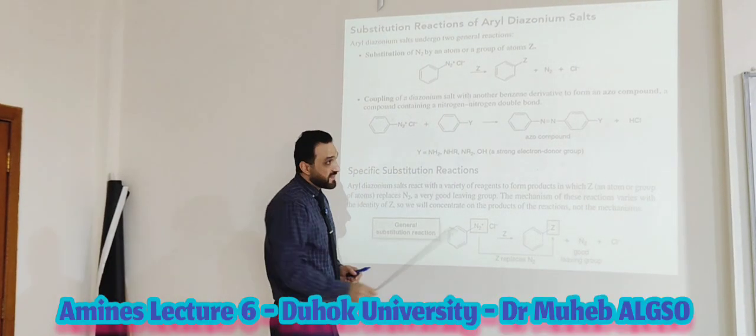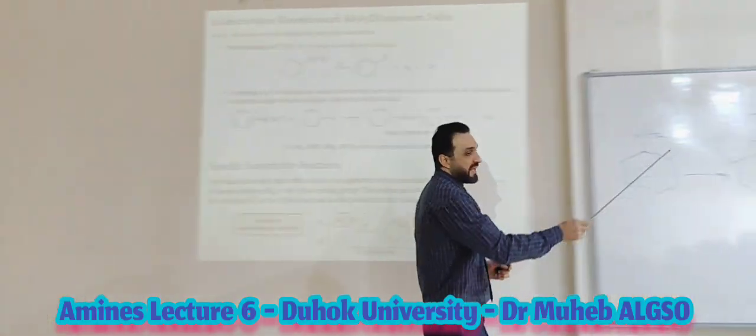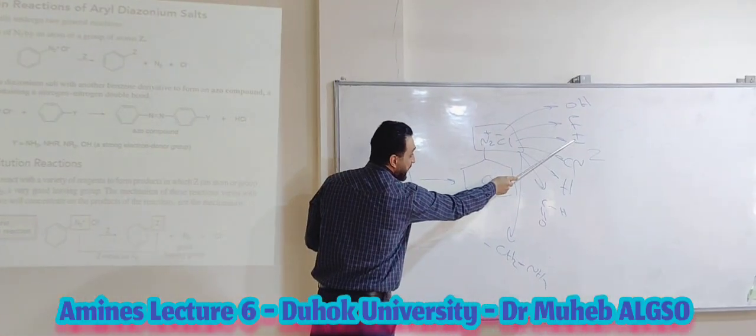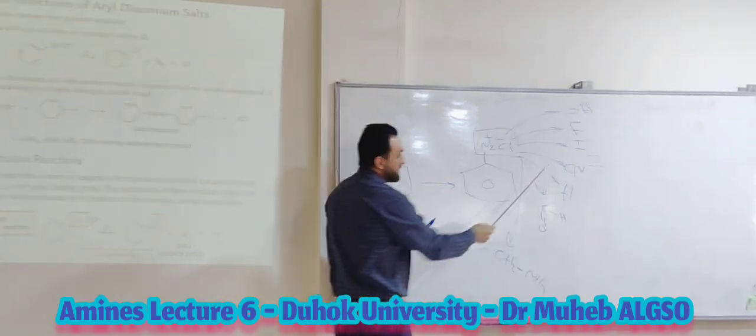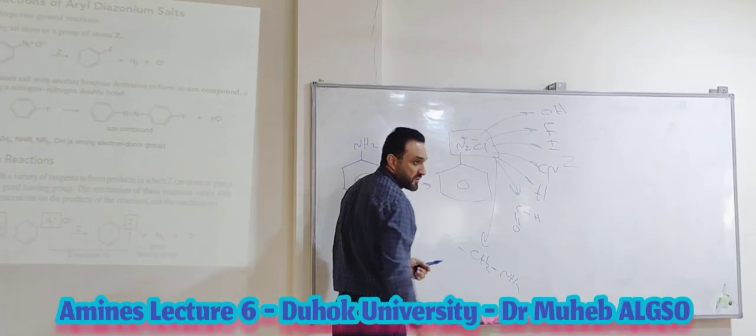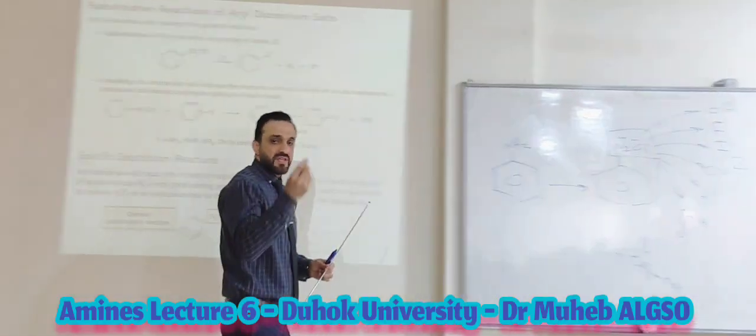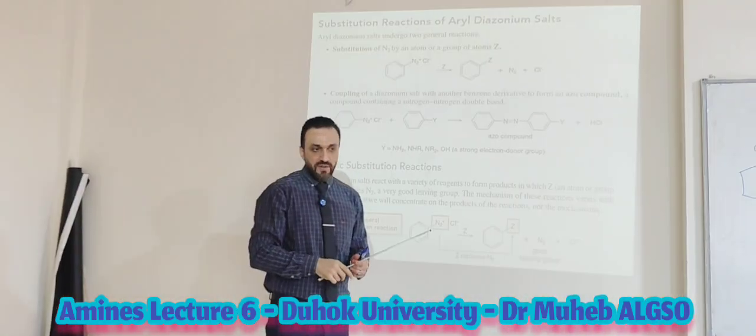Z is an atom, or a group of atoms: OH, CN, C double bond oxygen. That means Z may be just one atom, or maybe a group of atoms.